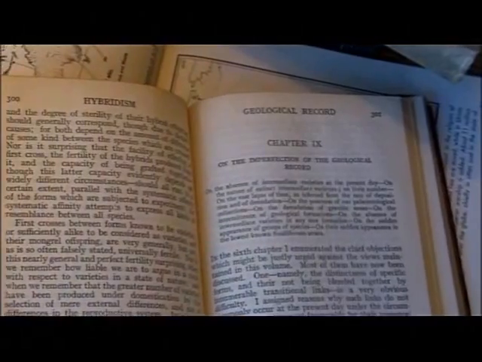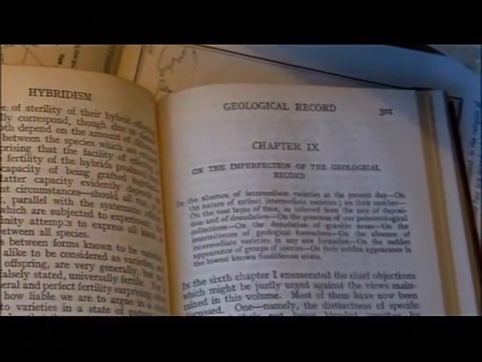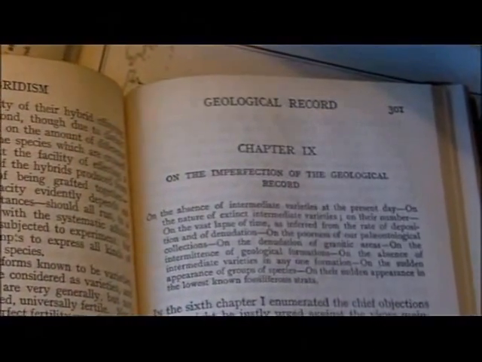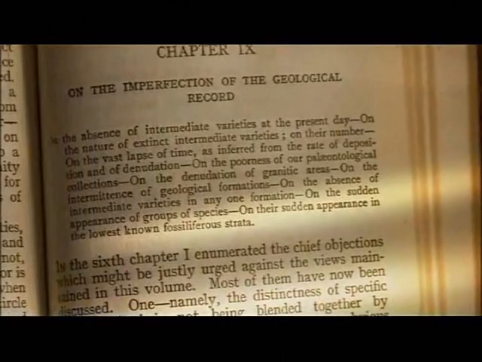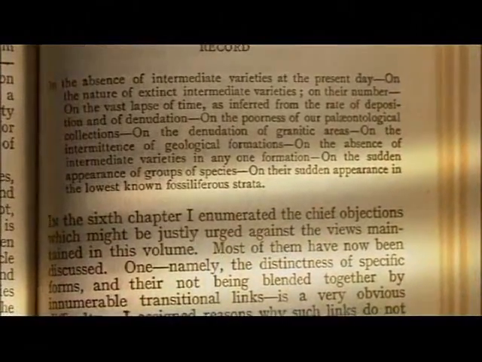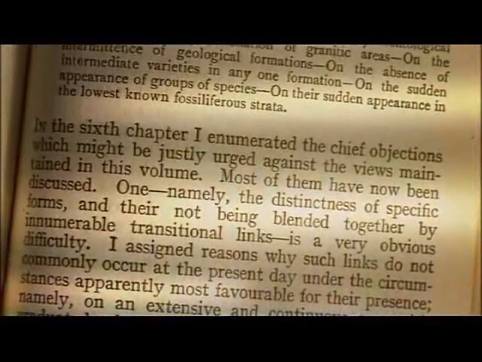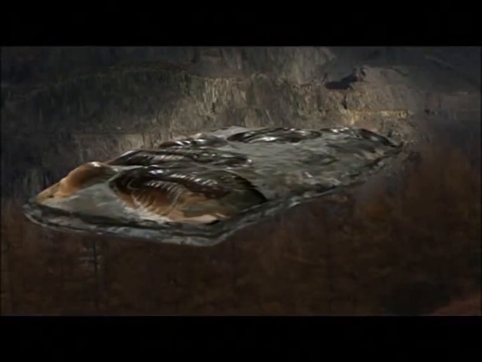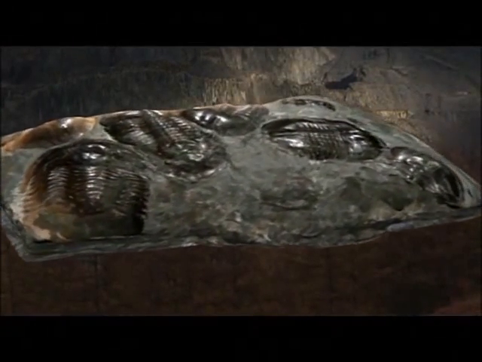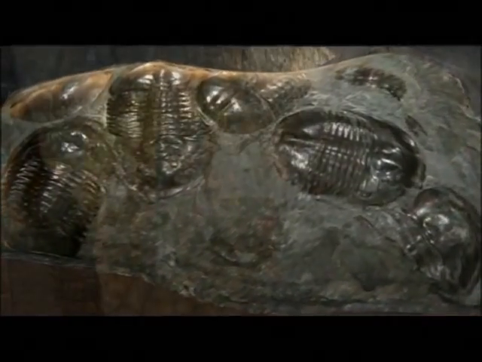Yet despite the clarity and detail of his argument, Darwin acknowledged a problem that defied explanation: the Cambrian fossil record. The distinctness of specific forms and their not being blended together by innumerable transitional links is a very obvious difficulty. I allude to the manner in which species belonging to several of the main divisions of the animal kingdom suddenly appear in the lowest known fossiliferous rocks.